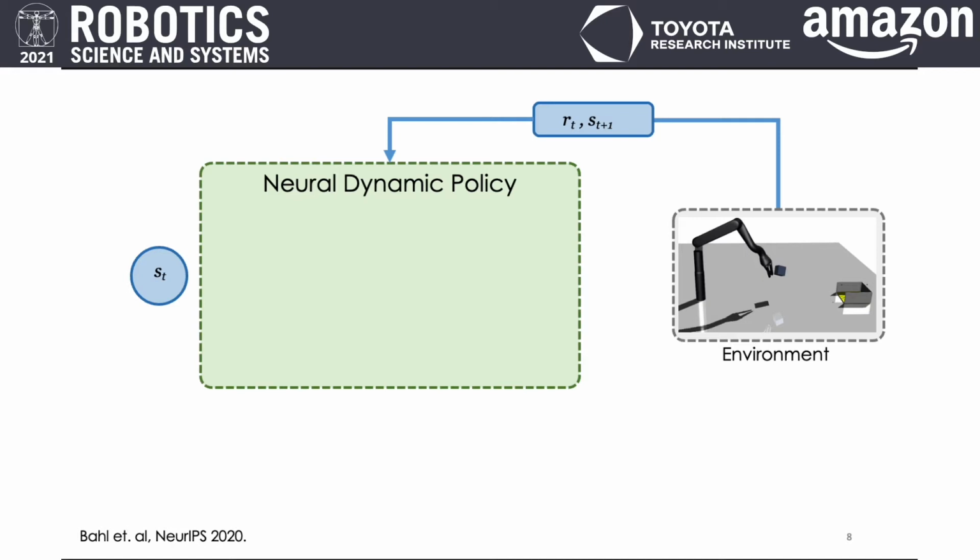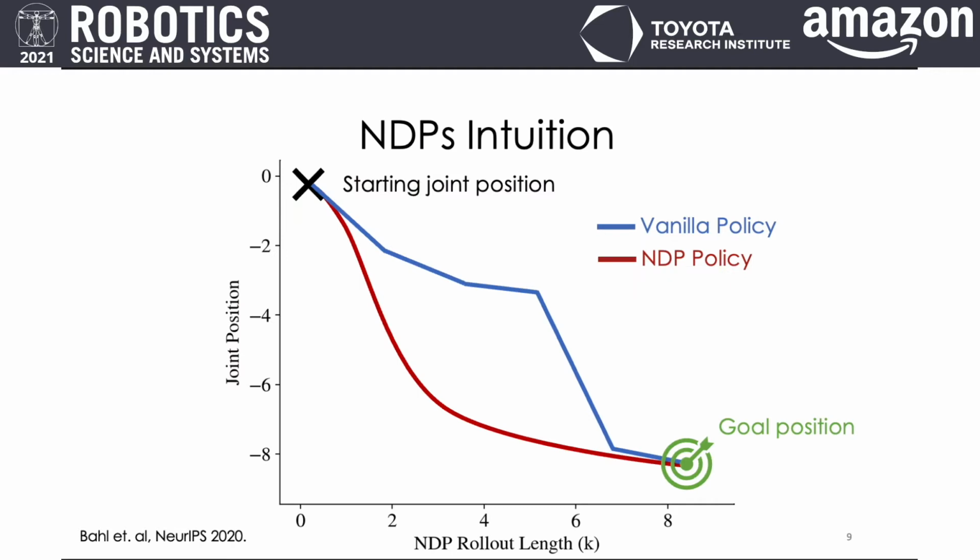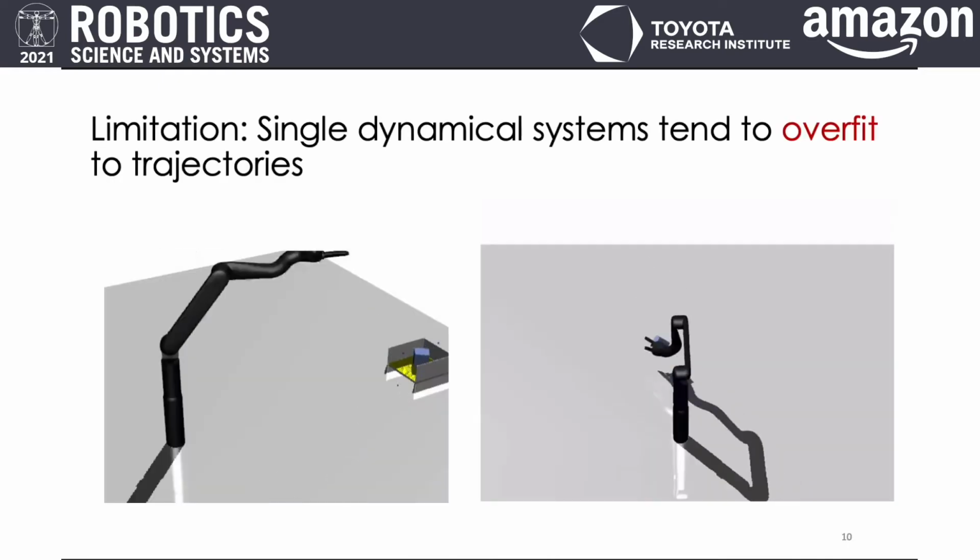dynamic policies, or NDPs. Given unstructured state input, an NDP outputs DMP parameters, which are then integrated to produce a trajectory. Here's an example of a 1D rollout of an NDP policy and a vanilla policy. The embedded structure in NDPs allows for smoother actions and for reasoning in the space of plausible trajectories. While NDPs produce good results in single goal settings, it is easy for single dynamical systems to overfit to trajectories.